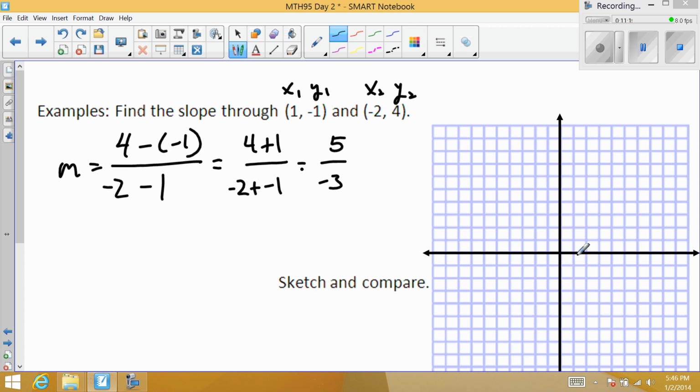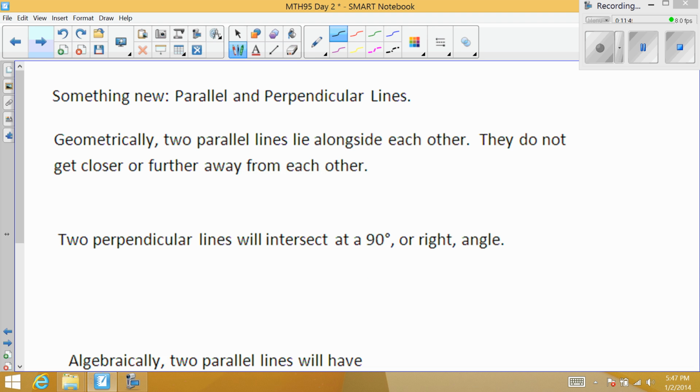And it's easy to do a quick sketch, just to double check. So locating our first point, 1, negative 1. Our second point, negative 2, positive 4, would be about there. So that would be our line. And looking at it, does it look like, first of all, that it has a negative slope? It is decreasing as we go from left to right, so it makes sense it has a negative slope. And we're going down 5 over 3. So it's easy to double check your calculations visually.